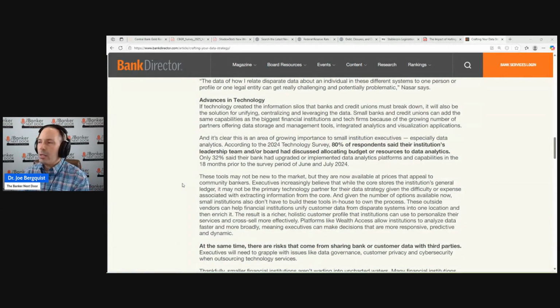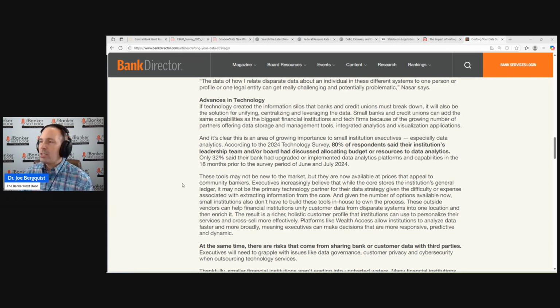So if technology created the information silos that banks and credit unions must break down, it will also be the solution for unifying, centralizing, and leveraging the data. Small banks and credit unions can add the same capabilities as the biggest financial institutions and tech firms because of the growing number of partners offering data storage and management tools, integrated analytics, and visualization applications.